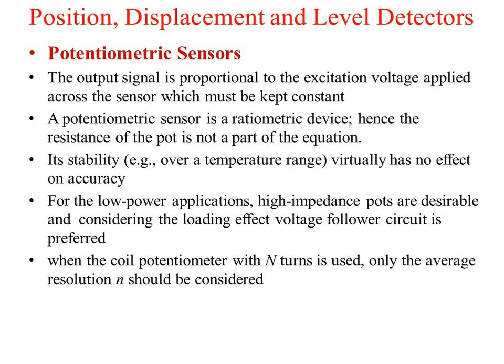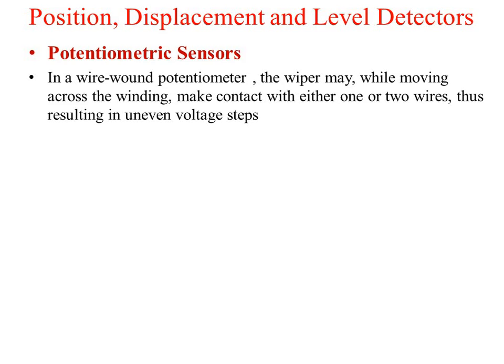If you are using a wire wound type of potentiometer with n turns, then the average resolution should be considered. That means you are taking the average value, n equals 100 divided by n%. So you take the average over how many turns there are. Why are you taking the average? You can see with the help of the diagram.